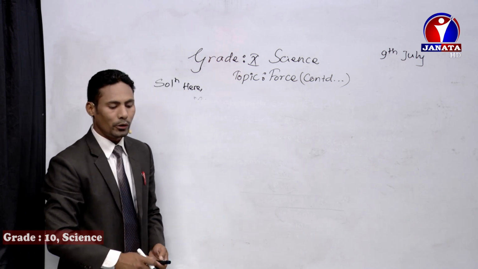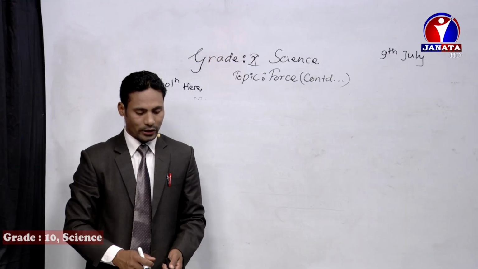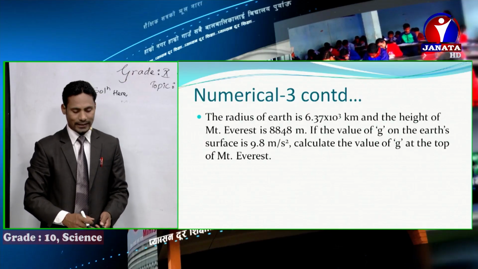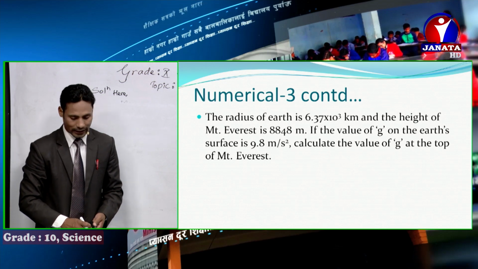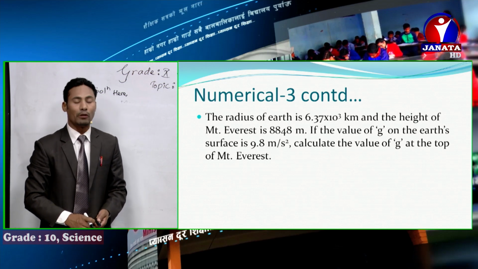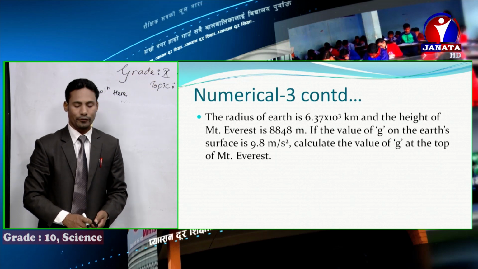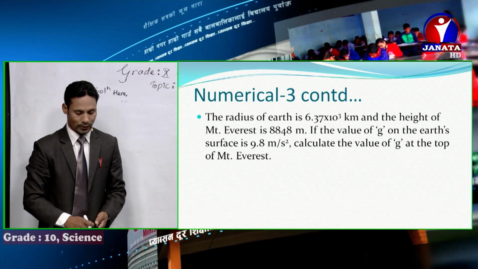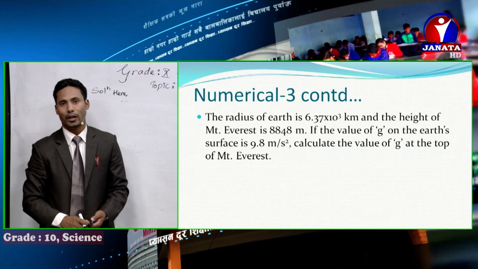One more numerical problem is there. Let me read the question. The radius of Earth is 6.37 into 10 to the power 3 kilometer, and the height of Mount Everest is 8848 meter. If the value of small g on the surface of Earth is 9.8 meter per second square, then calculate the value of g at the top of Mount Everest.